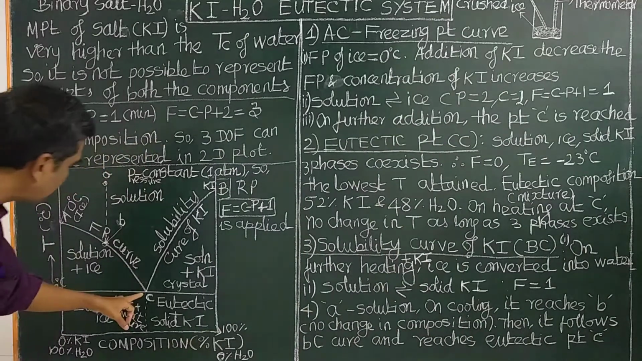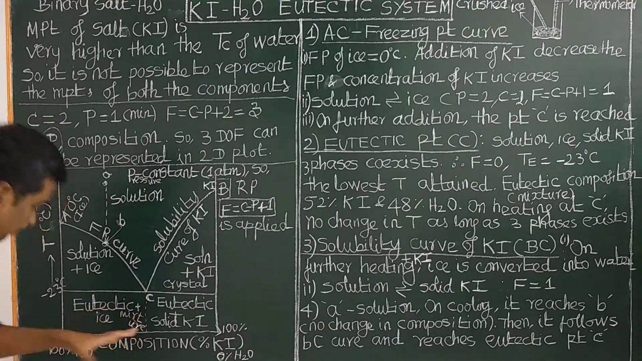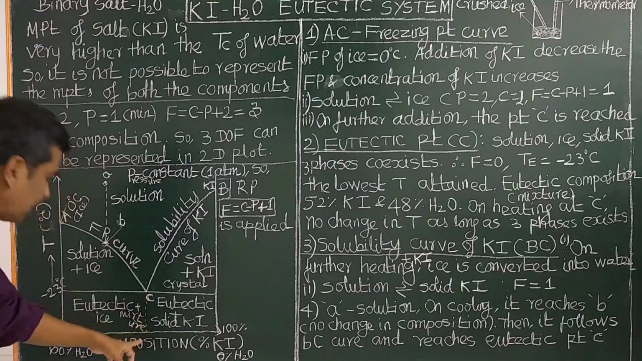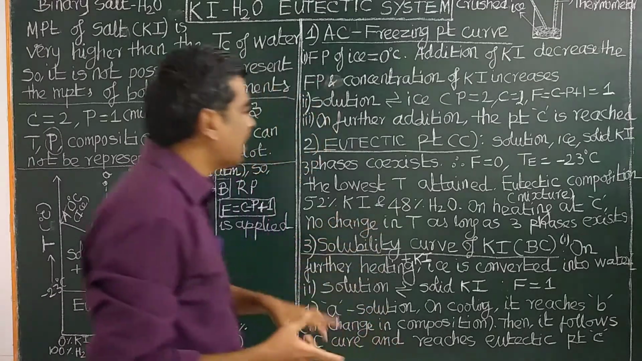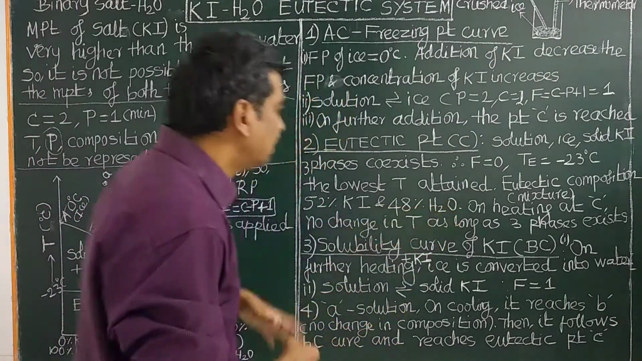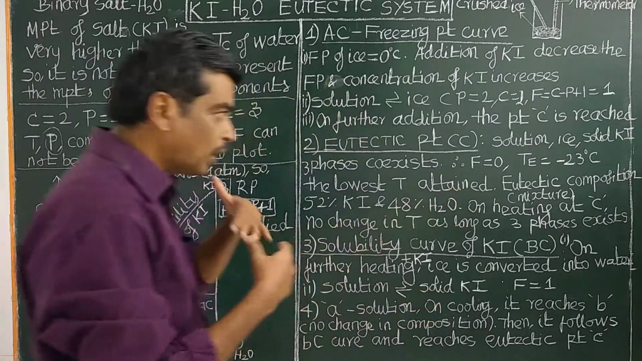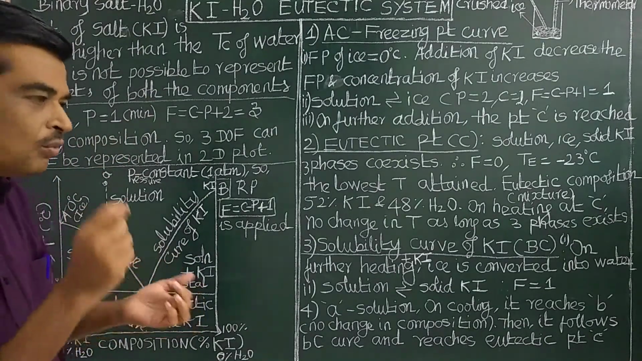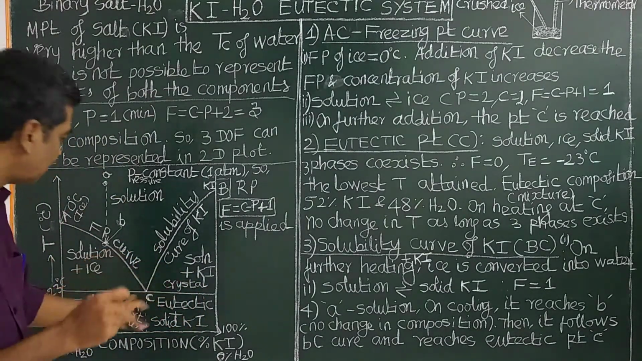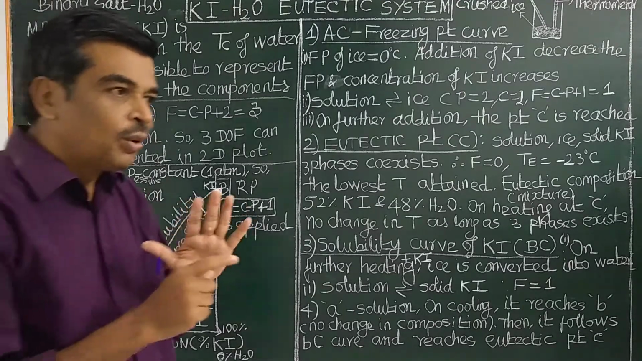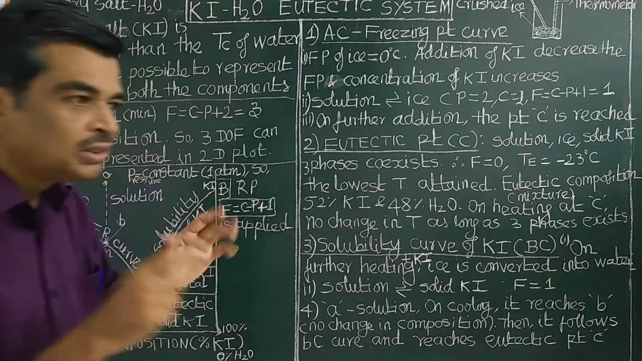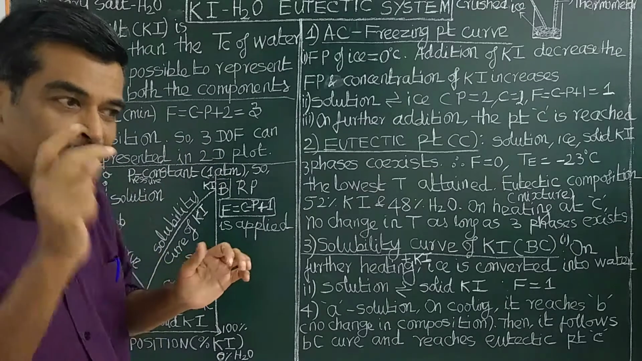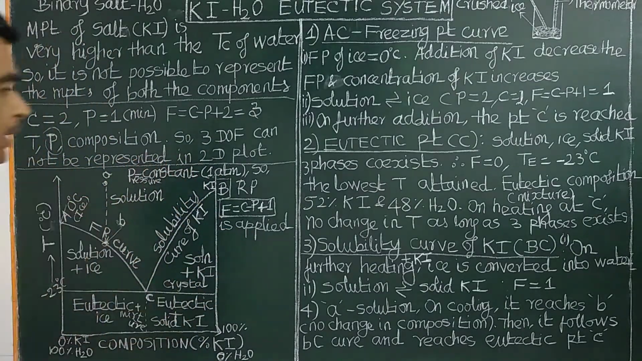And what is the composition at this point? The eutectic composition is the composition at point C. At point C it is 52% Ka and 48% water. This is called the eutectic mixture. If you look under a microscope, the eutectic mixture consists of crystals of ice and crystals of Ka. Therefore, the two components do not form a compound. It forms a mixture. That is called the eutectic mixture.